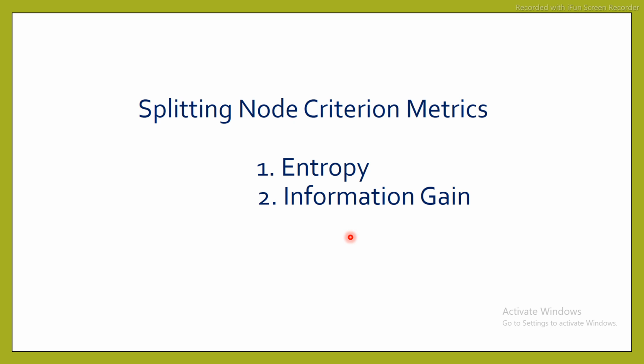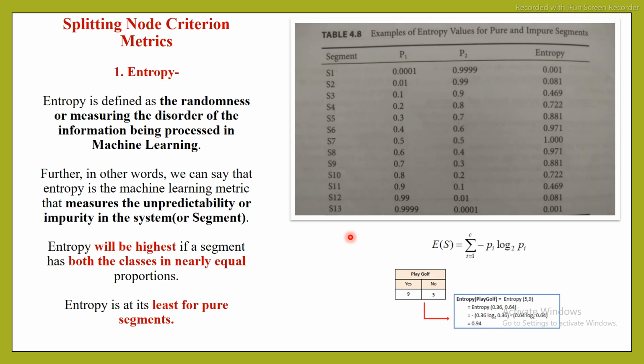I'll show you how you are going to split the node. There are two criteria: one is entropy and another one is information gain. If you see this question here, let's say there are different segments, P1 and P2. This is based on entropy, so we have calculated the entropy. Entropy will be highest if a segment has both classes in nearly equal proportion. Let's say entropy is higher in this one, S8, so we will take this segment to split the tree, because higher entropy means we have both classes.